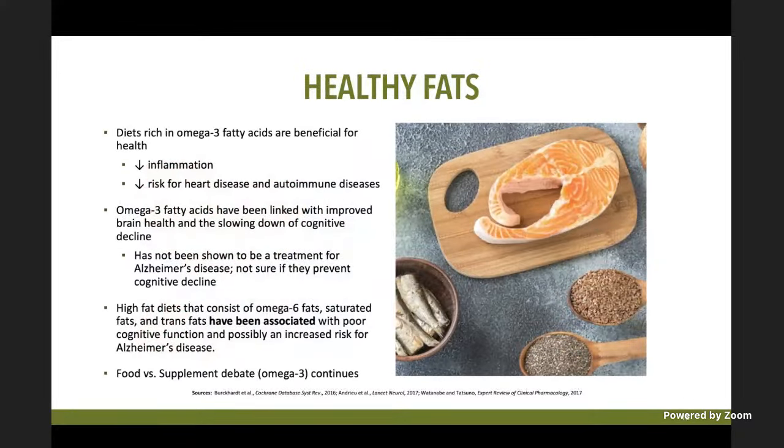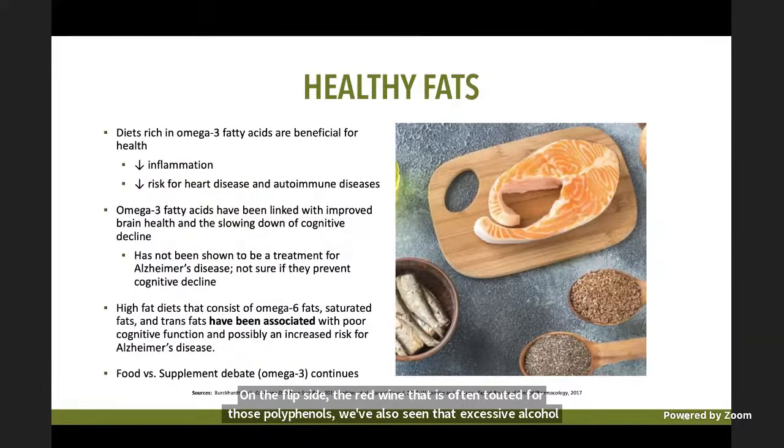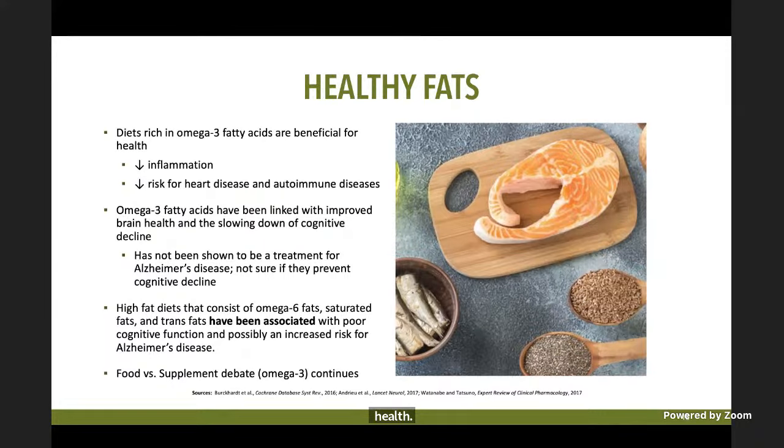We often talk in the nutrition world about healthy fats, and what we're talking about here are diets rich in omega-3 fatty acids, which we find in fatty fish, flaxseed, walnuts, and there's a growing number of fortified foods now that have some omega-3 fatty acids. Those foods can help reduce inflammation. Omega-3s have been linked with a decreased risk for heart disease and certain autoimmune diseases.